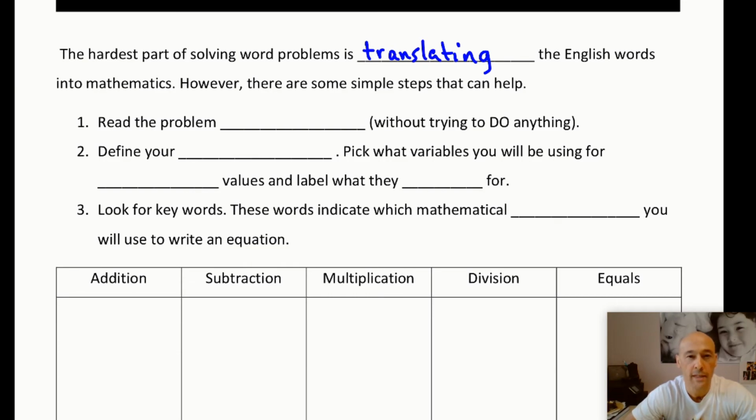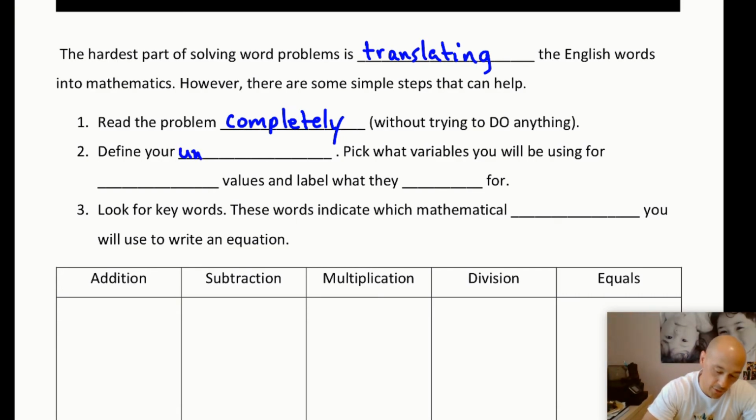1. Read the problem completely. You got to read the whole thing. And when you read it, don't really think about trying to do anything mathematically. Just read it to understand. After you read that problem, then you're going to go back through and read it again, and then you're going to define your unknowns, your unknown values, or your variables. Let's say variables this time.